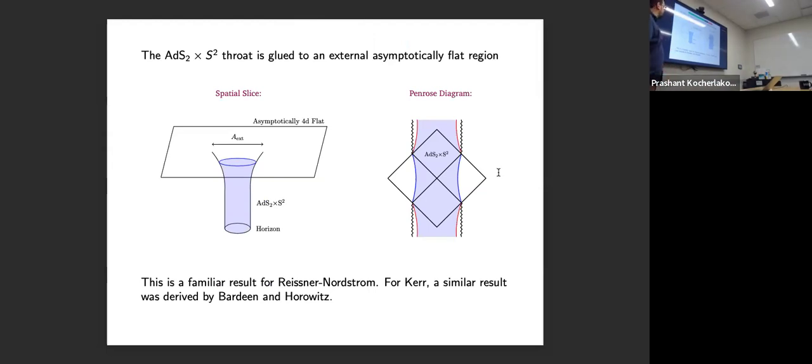Just to remind you, the geometry of a near-extremal black hole looks like this. We have this AdS2 throat that I just mentioned. At finite temperature, the isometries of AdS2 are approximate because you need to glue it to the asymptotically flat four-dimensional space where the black hole is embedded. This is a spatial slice, and this is just to remind you of the Penrose diagram. This throat would cover the whole central portion of the diagram, and once you go far away from the horizon, bounded by this blue line, the AdS2 approximation breaks down. This is a familiar result for Reissner-Nordstrom, and it's also true for Kerr and Kerr-Newman, found by Bardeen and Horowitz. Here I'm saying AdS2 fibered over S2. Of course, if you have angular momentum, there is some fibration that you need to take into account.